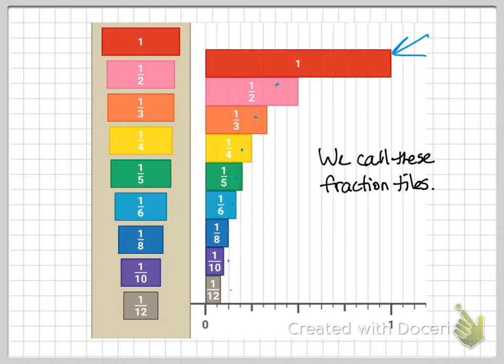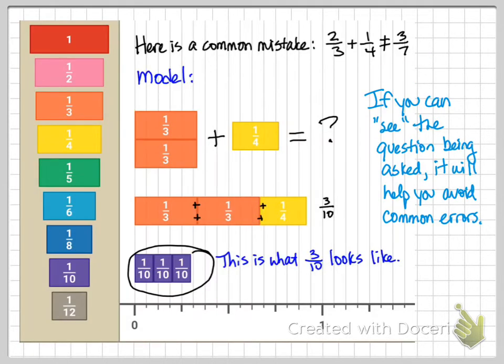You can also use circles. I'm using tiles because they can transfer to your graphing notebook more easily than using circles. So let's look at the fraction question, 2/3 plus 1/4.